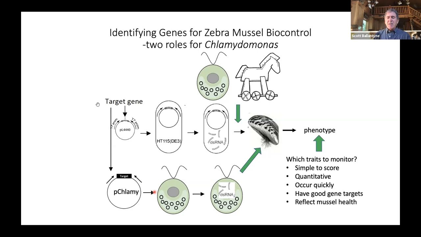And I've listed some traits here that I think are important in our initial phenotype. I think it should be something that's simple to score, and I say that because we're not all zebra mussel experts. I think it should be quantitative so we can use proper statistics. I think it should happen fast because I'm not patient and I think we're going to have to do a lot of experiments. And I think we should have good gene targets for whatever we're approaching. That's sort of obvious. And finally, I think whatever we test should have some connection to mussel health. And as much as Daryl and I might want to change the stripes on these mussels into polka dots, it's probably not the best trait.